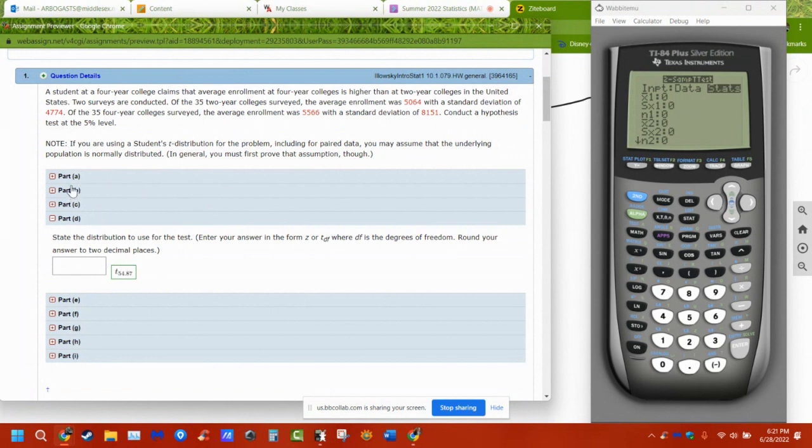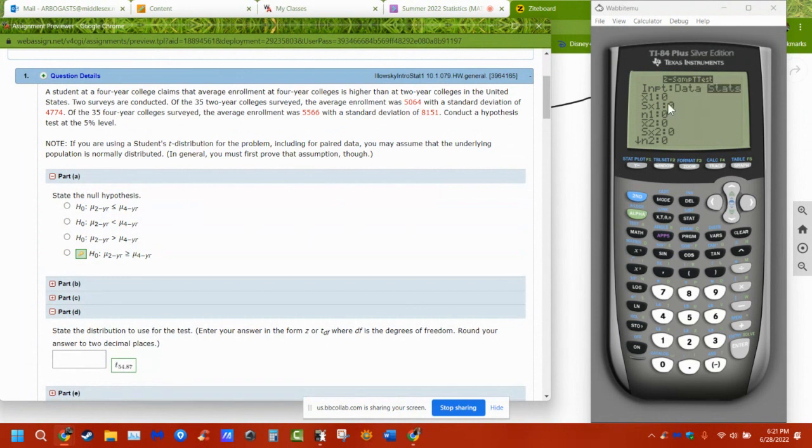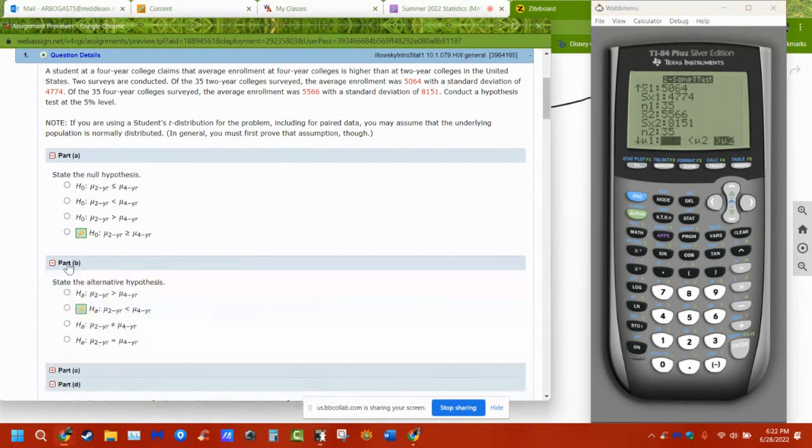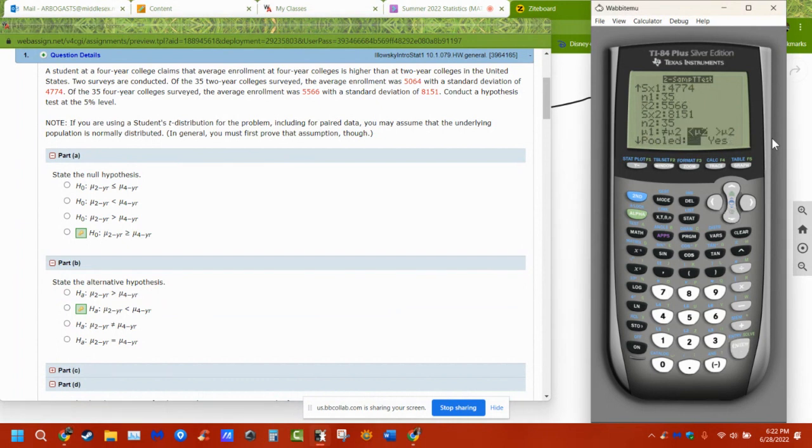So I'm going to put in my information here. The two-year colleges are going first. The average mean I had from two-year colleges was 5064, with a standard deviation of 4774, and the sample size is 35. And for four-year colleges, it's 5566, with a standard deviation of 8151, and a sample size of 35. Now I'm testing my alternative is less than, so I want to make sure less than is selected. It's not pooled. They're not going to tell you it's pooled, but it's not pooled. And I'm going to calculate.